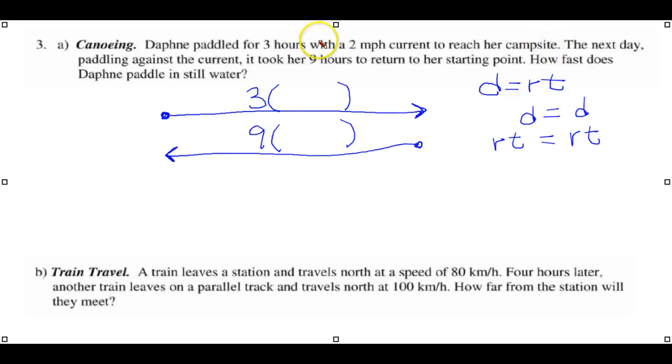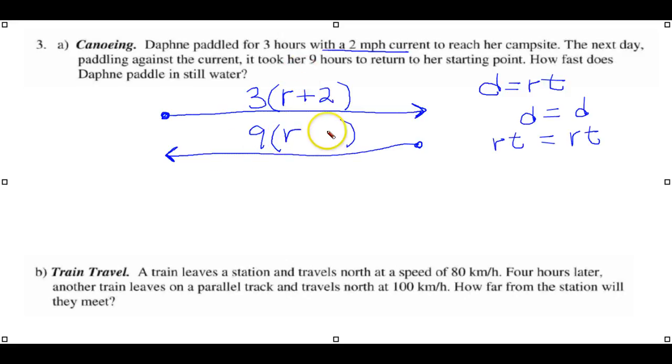Now, do we know this rate? Well, no. We're going to call that R. That's her rate in still water. But it's faster when she's going with the current, and that speed of the current will increase her rate by that amount, which is 2. So this is her rate, unknown portion, and then the rate of the current that we put in parentheses to include it as one item.